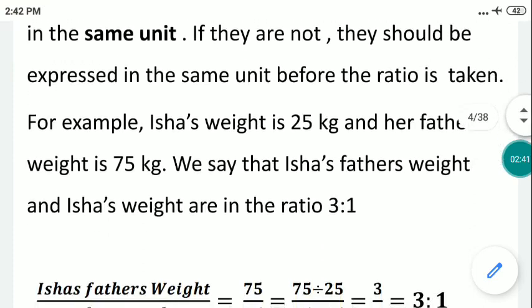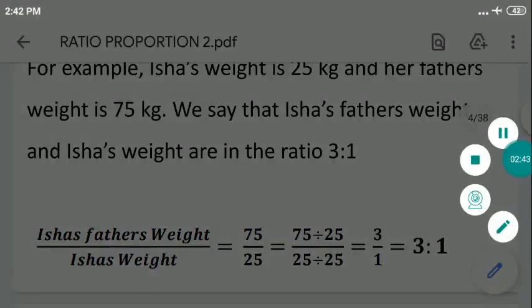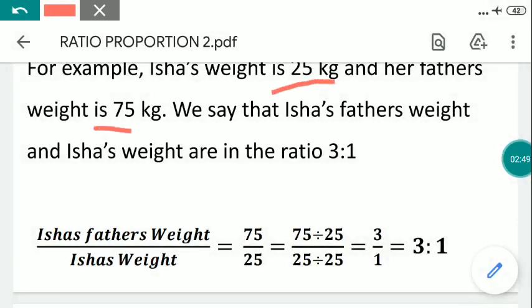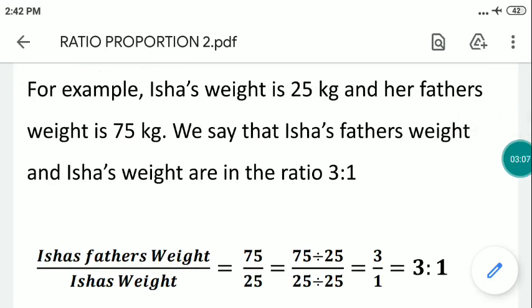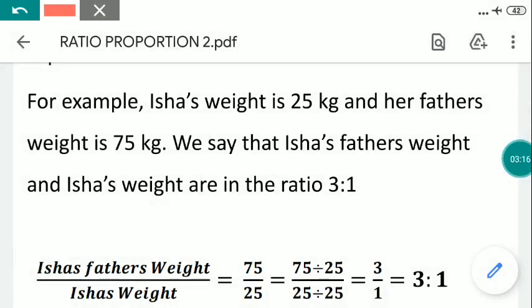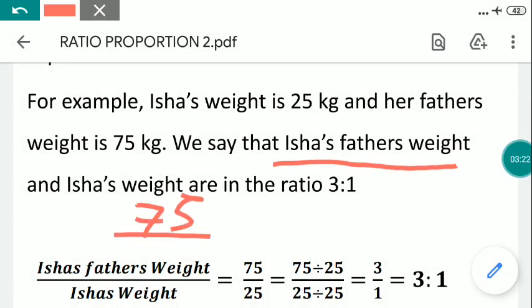For example, Isha's weight is 25 kg and her father's weight is 75 kg. We say that Isha's father's weight and Isha's weight are in the ratio 3:1. Now here we have to find the ratio of Isha's father's weight and Isha's weight. And we know to find the ratio, take division of those quantities or numbers. So here Isha's father's weight is 75 and Isha's weight is 25.